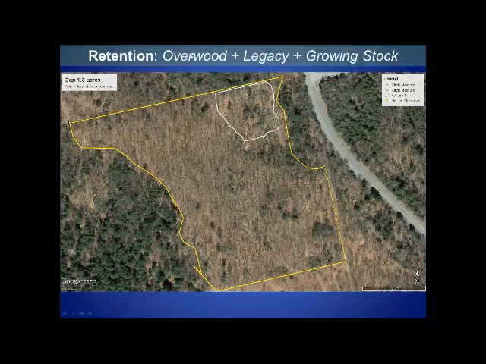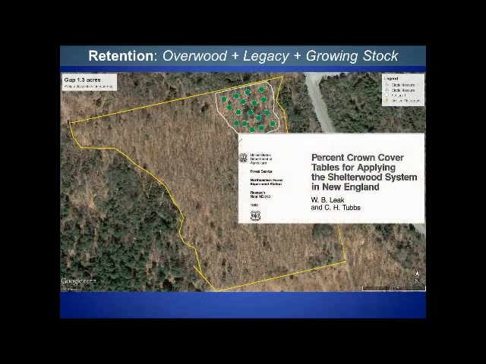So remember our equation here. Retention: the shelterwood overwood plus any permanent legacy plus any growing stock you want to grow longer, right? So we've got three things to think about here. There's our overwood to scale. We can go to this wonderful paper that Bill Leak and Carl Tubbs put out 30 years or more ago now, where we can take basal area by the northern hardwood species and figure out what the crown coverage is.